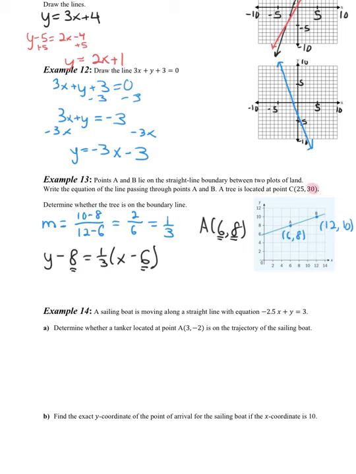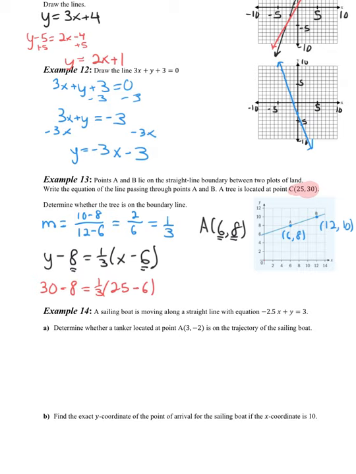The next part says, hey, there's a point C here, 25, 30. Determine whether that tree's on the boundary line. All we need to do for this is plug in 30 minus 8 equals 1/3 times 25 minus 6. Okay, plug in your x and y's. And we'll find out if that tree is on the boundary line for us. And if it is, then we should get the two sides being equal to each other.